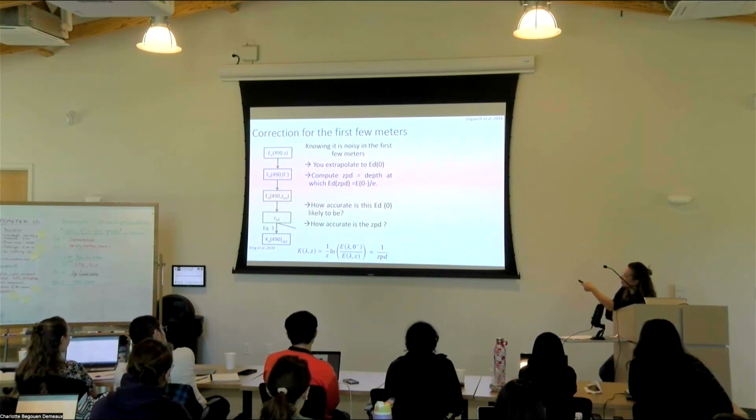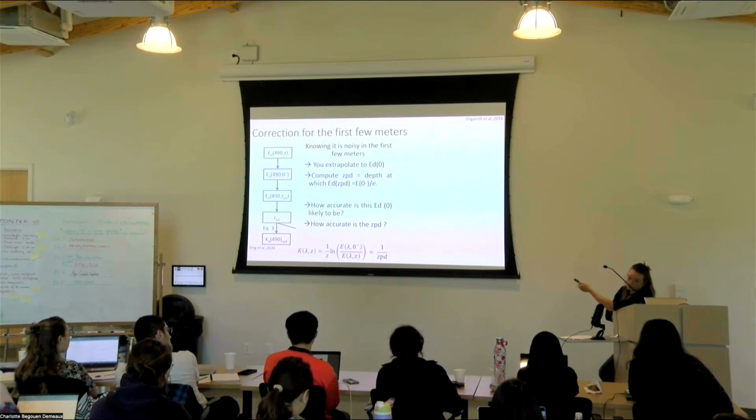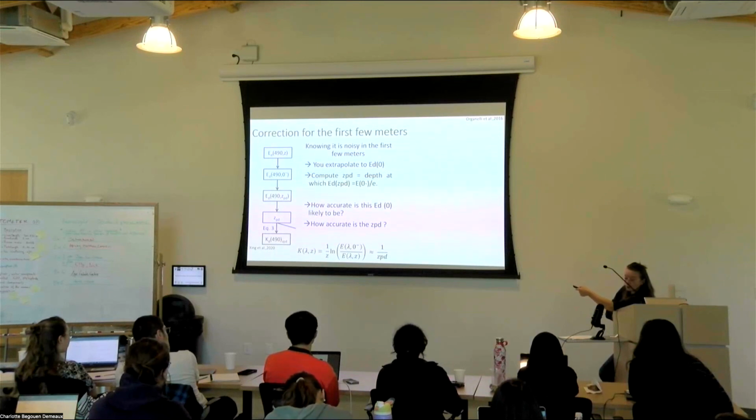Now, what do you think happens to our theoretical E_d(0-) when we're removing the first 10 meters and we're just extrapolating the rest? How do you think it is accuracy-wise? Probably not great, yes. Same with the ZPD, because then you used E0 to compute the ZPD, so you're transmitting that error.